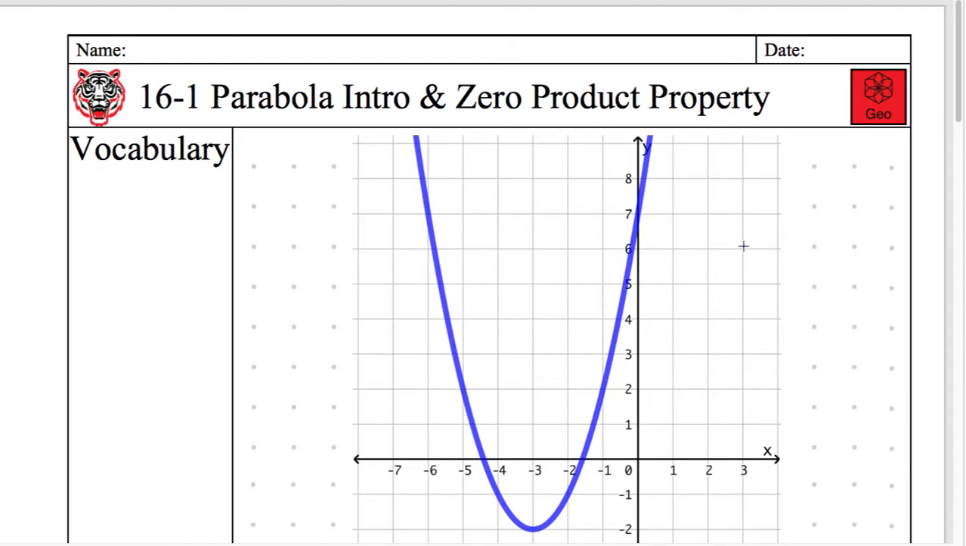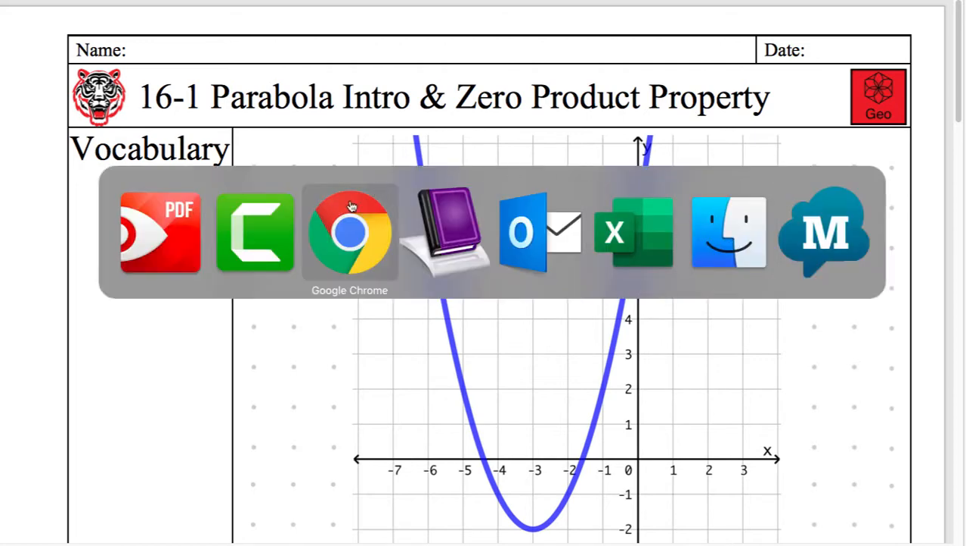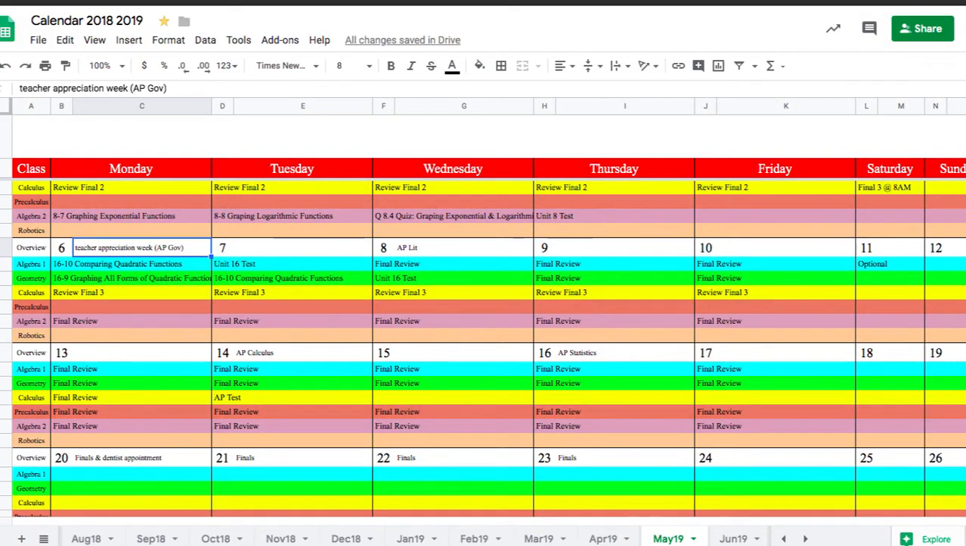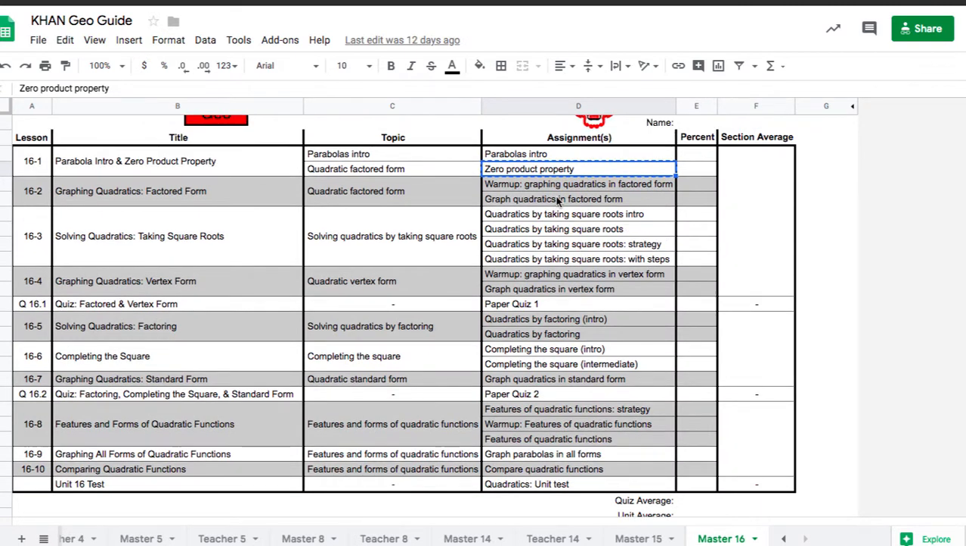All right, so we're in geometry. We are doing some Algebra 1 review. This is an Algebra 1 unit. Unit 16, we're talking about quadratics in this unit. Again, our unit looks like, not that, geometry, there we go. We have 10 lessons, 2 quizzes.